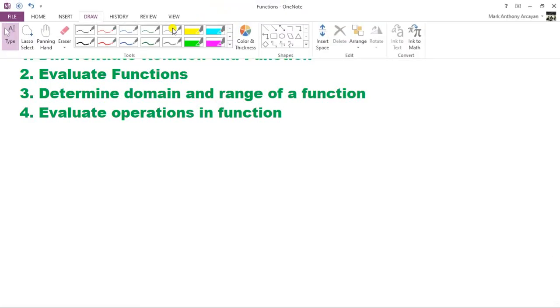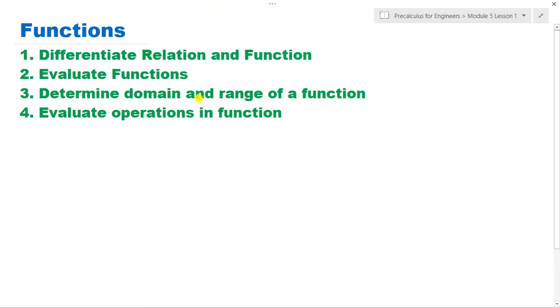For Module 5, we have 3 lessons. The first one is we're going to talk about functions. So in this lesson, you'll be able to differentiate between relation and function, then evaluate functions. The next one is we're going to determine the domain and range of a function or a relation. And then finally, we're going to evaluate operations in function.